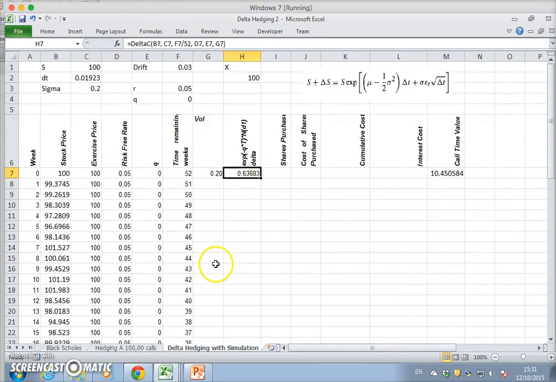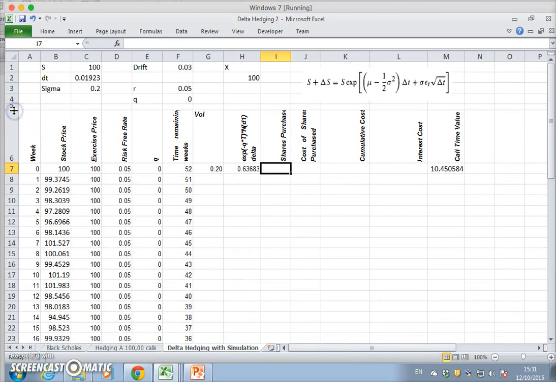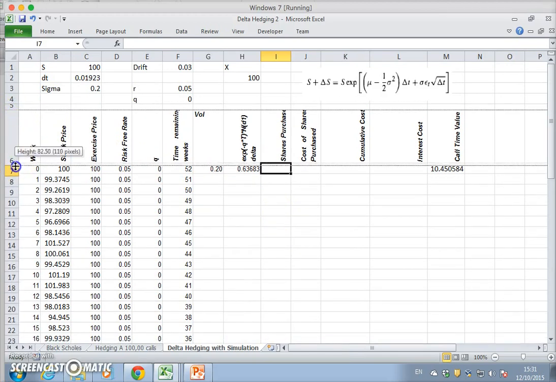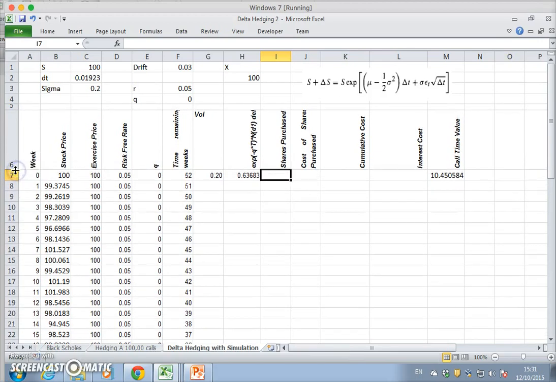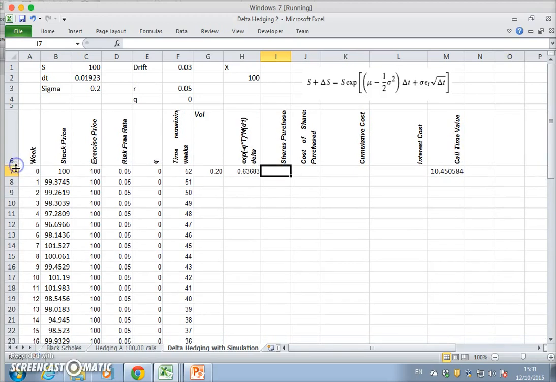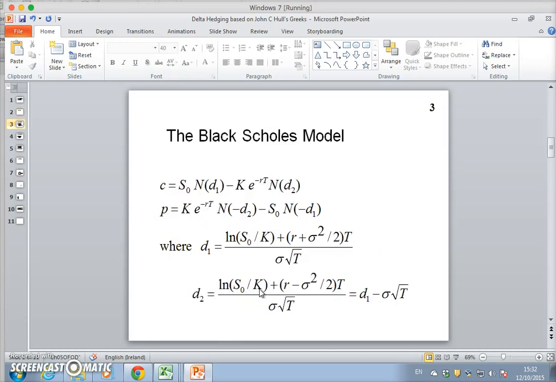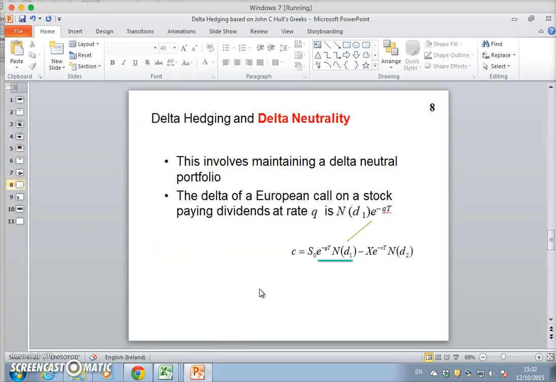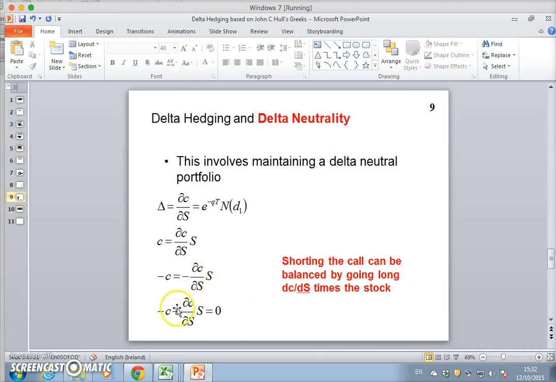So we have 0.6368. So initially what we should do is, how many stocks should we buy? Because remember, the nature of this strategy really is to discover how many stocks we should go long if we had shorted 100,000 call options.